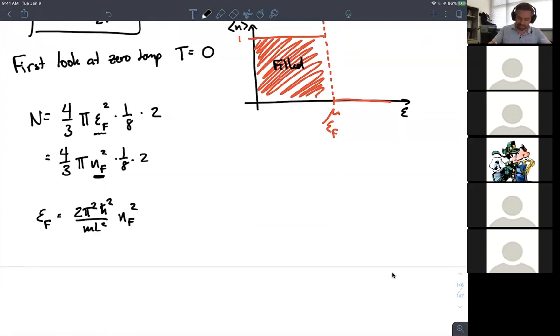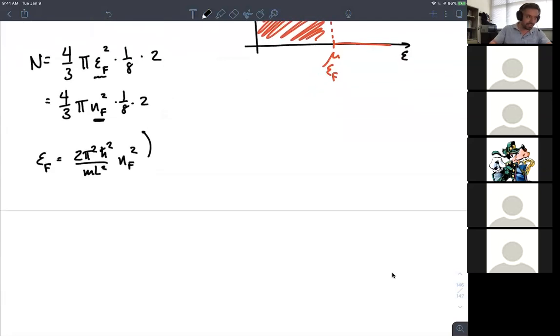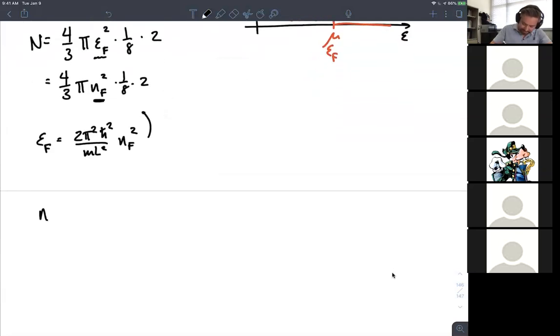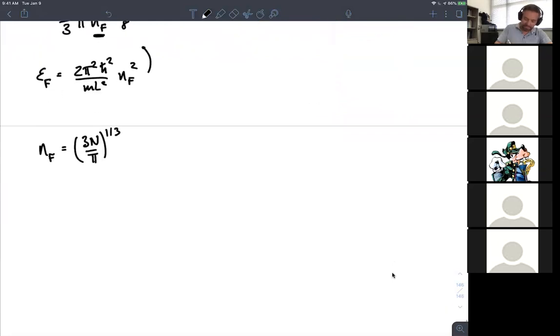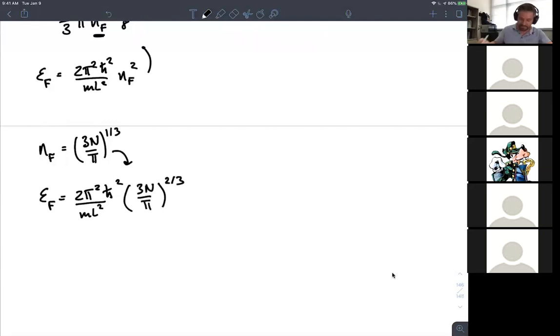Now if we take this and plug it into here, what we get is that the quantum number that corresponds to the Fermi energy is (3N/π)^(1/3). And hence the Fermi energy is 2π²ħ² over mL², and then we substitute in here, we get (3N/π)^(2/3).